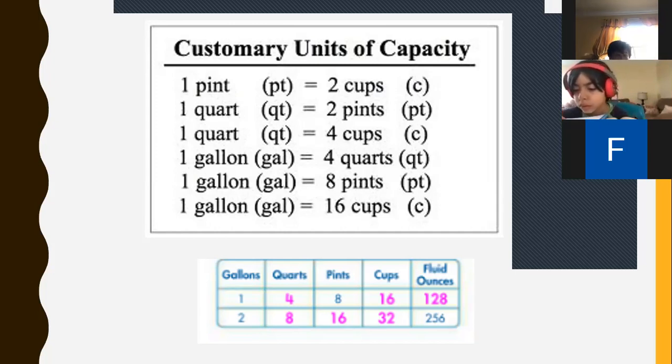Mister, I have a question. We need to copy the blue square that is just out, the first one. Ah, okay.